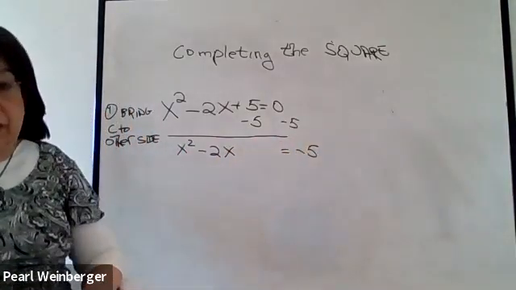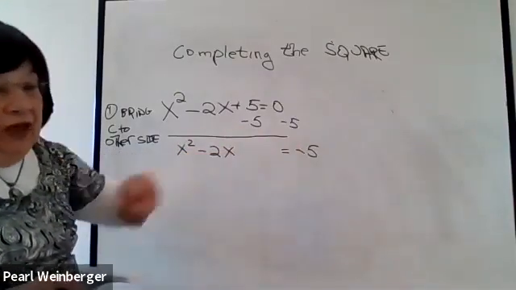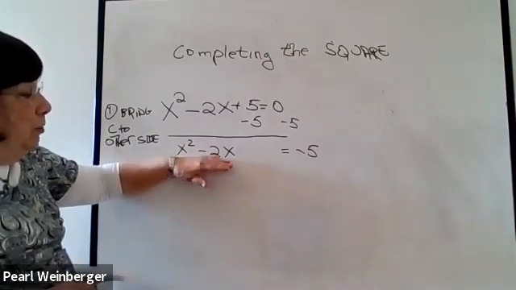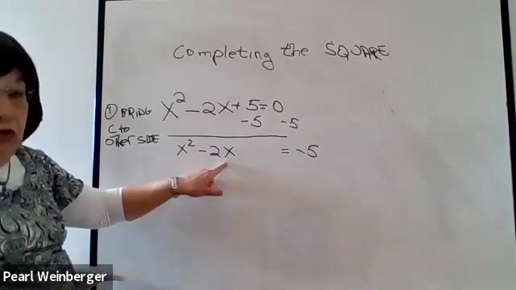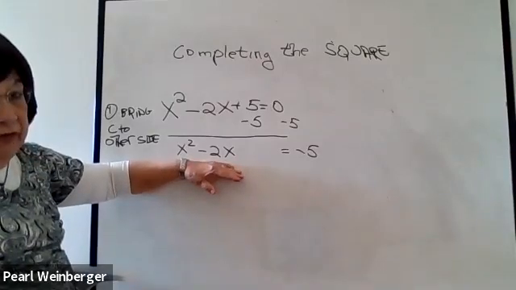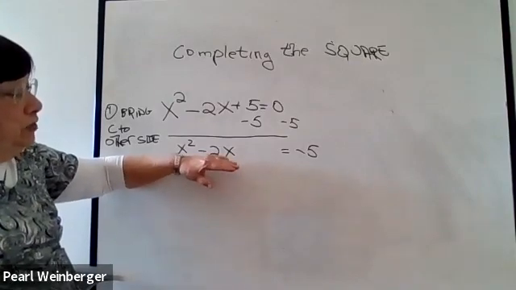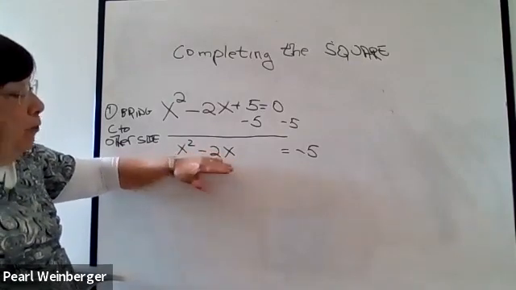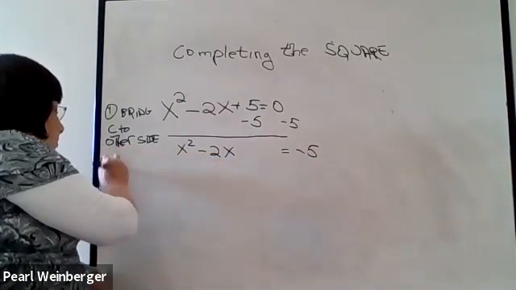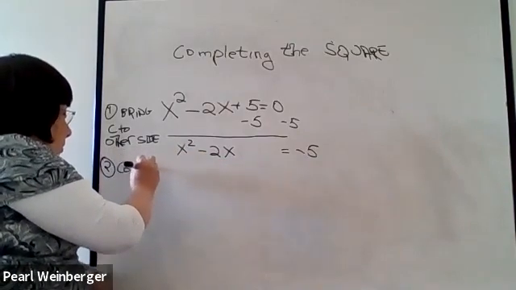And if you notice, I left a space even though I brought that 5 to the other side. The reason is because now I have two terms of a trinomial. I want to make this into a perfect square trinomial. I want to complete the square. So that's my second step, complete the square.